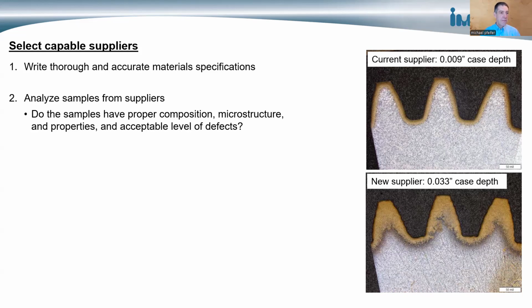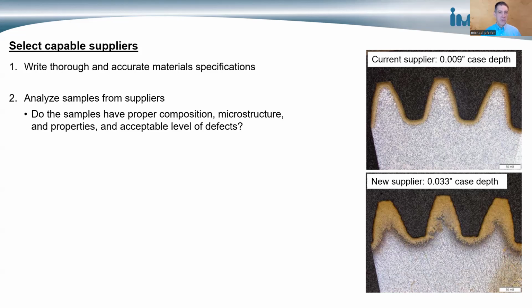The second step is to analyze the samples from suppliers. Get a sample of production materials from the supplier and evaluate them. This could be either the stock materials or components that are already in production with them, or you can have them make some components for you for evaluation. Do the samples have the proper composition and microstructure and properties and acceptable level of defects? Do they have the right tolerances and shape?